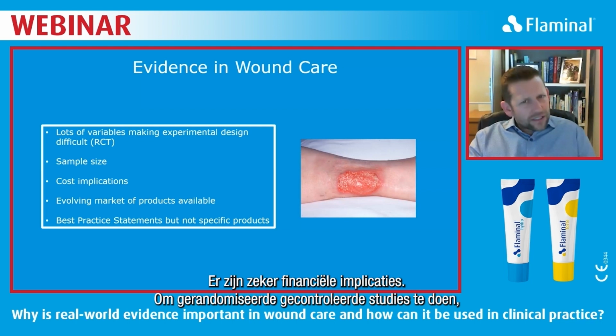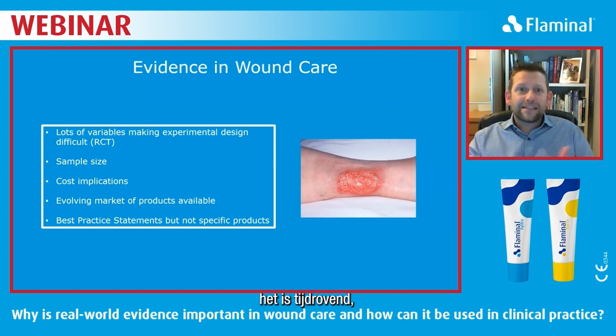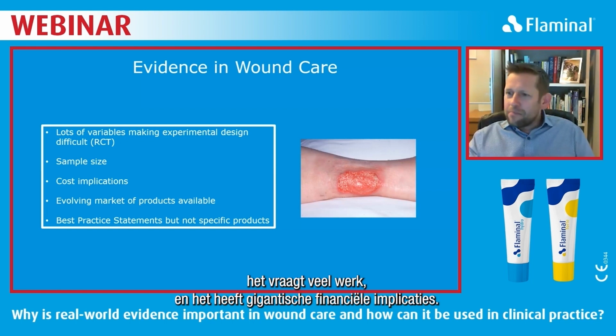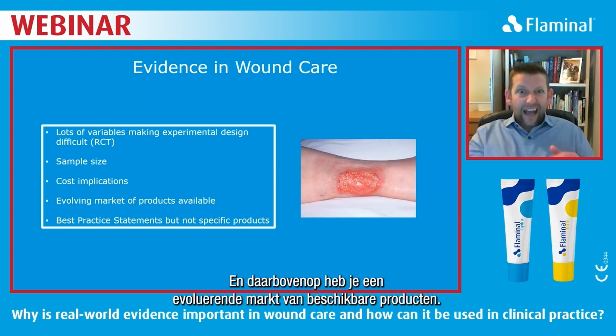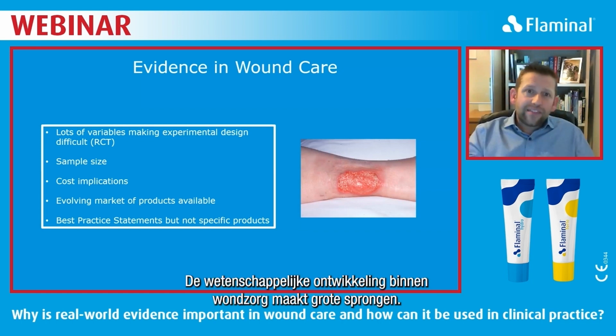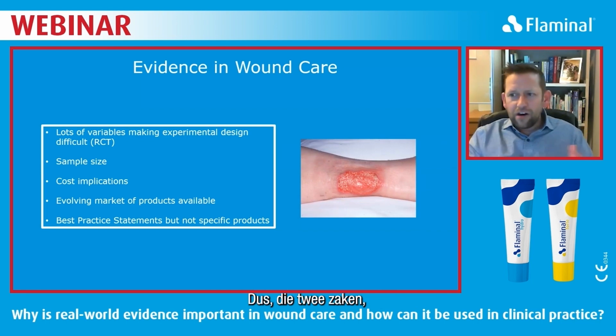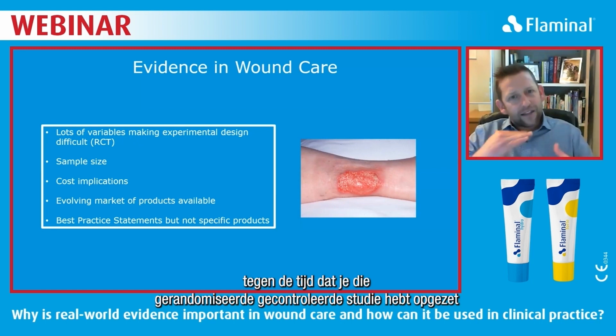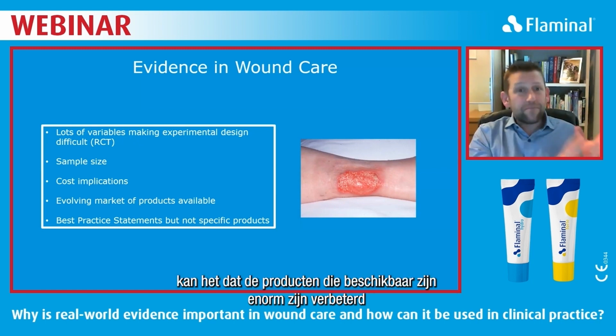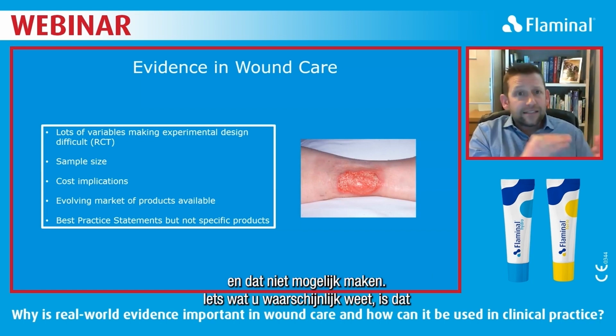The other thing is cost implications. To do randomized controlled trials, it's time consuming, it takes a lot of work, there's massive cost implications, and then on top of that you've got an evolving market of products available. That scientific development within wound care is taking leaps and bounds, and so therefore both of these things, by the time you get this randomized controlled trial going, it might be that the products that are available have improved no end, and making that not possible.